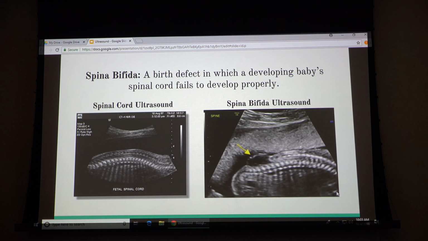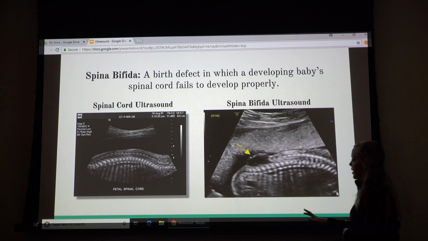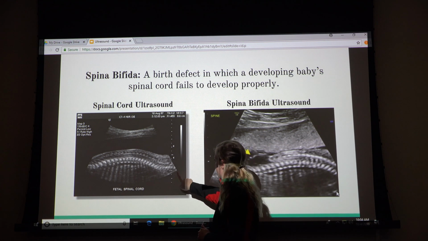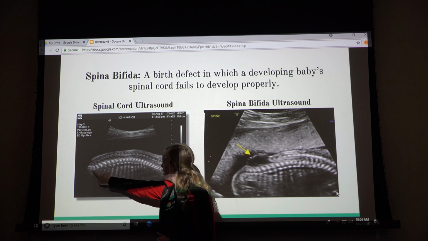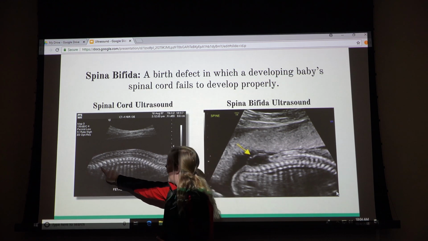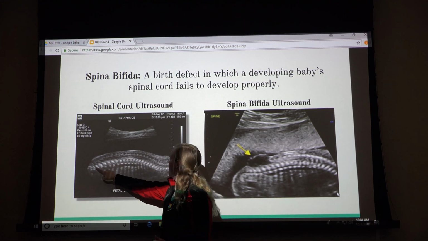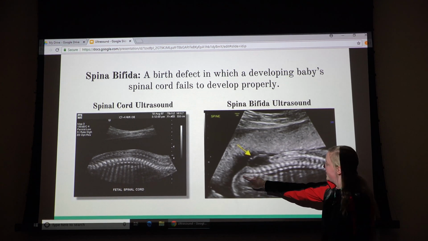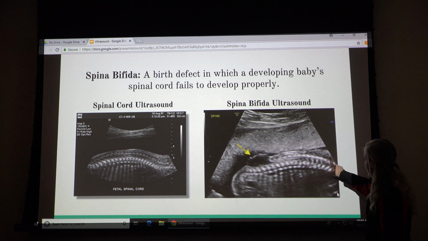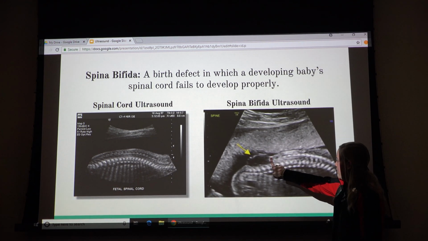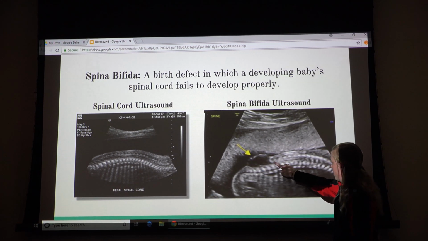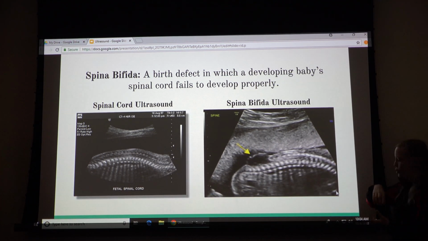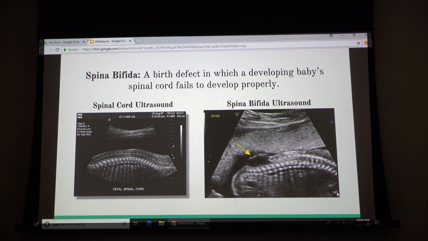So spina bifida is a birth defect in which a developing baby's spinal cord fails to develop properly. So here, on a regular ultrasound, this is the spine with the spinal cord behind it. And on this ultrasound, we have a continuous spine here. And then here behind it is the spinal cord, but it stops here, and you see this black protrusion, which represents a protrusion of nervous spinal cord tissue and fluid.